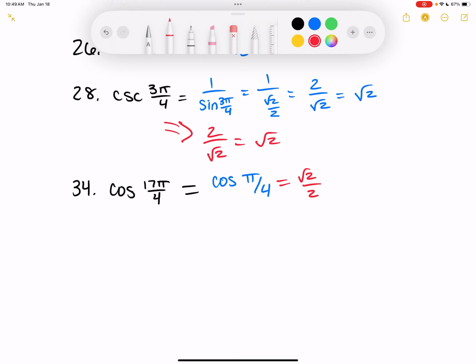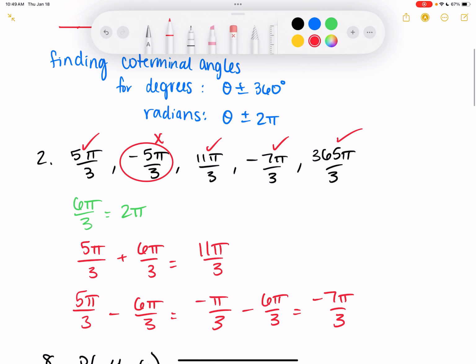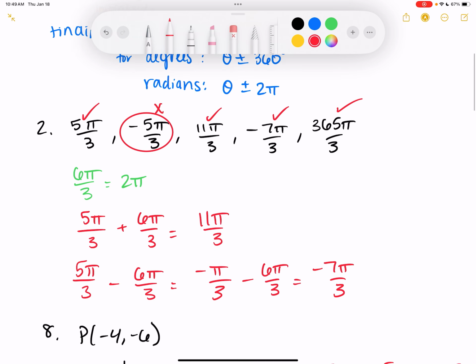I'm a little confused on the first problem we did, the coterminal one. What part of it are you confused about? Or are you just confused about all of it? I'm just confused on how we know what is what, I guess. Like how we knew that the negative 5 pi over 3 was. So basically, I started with whatever the first one was here.